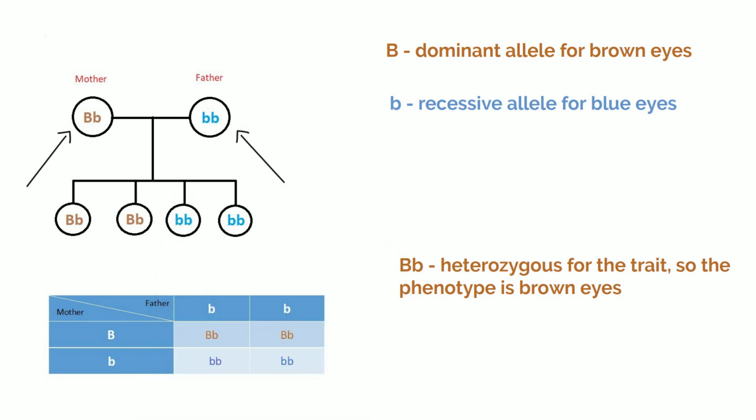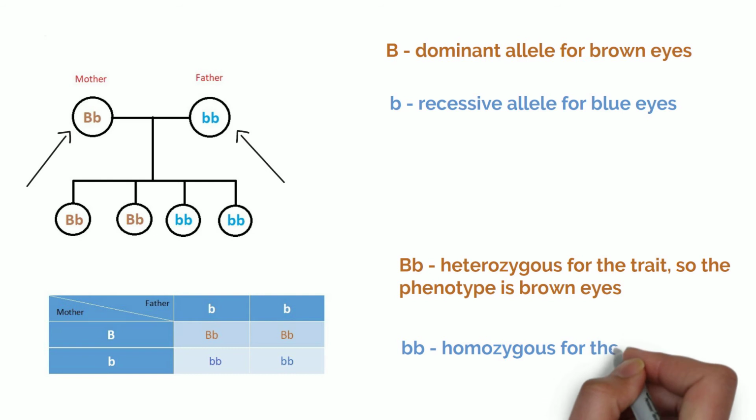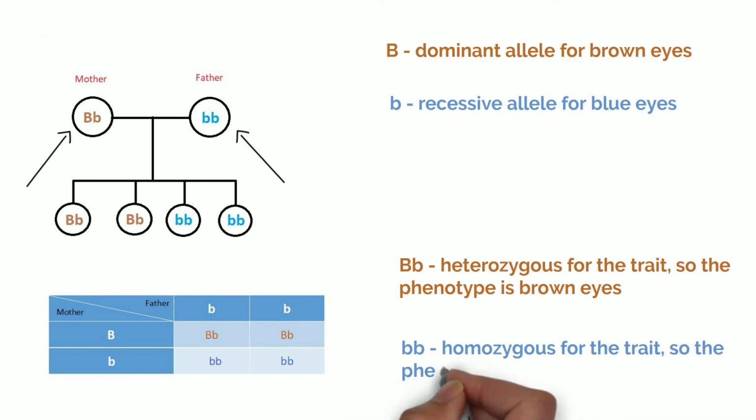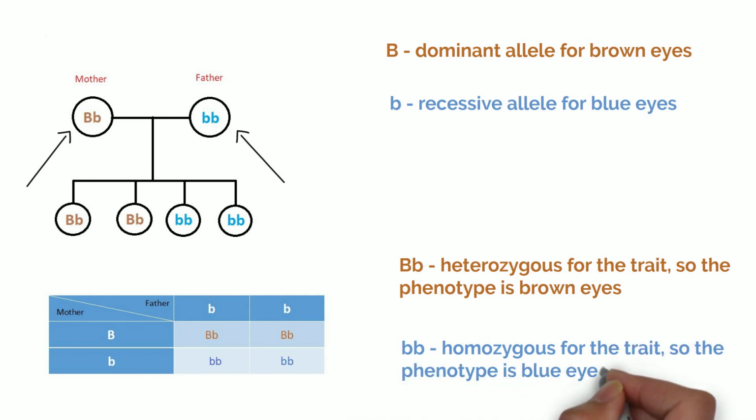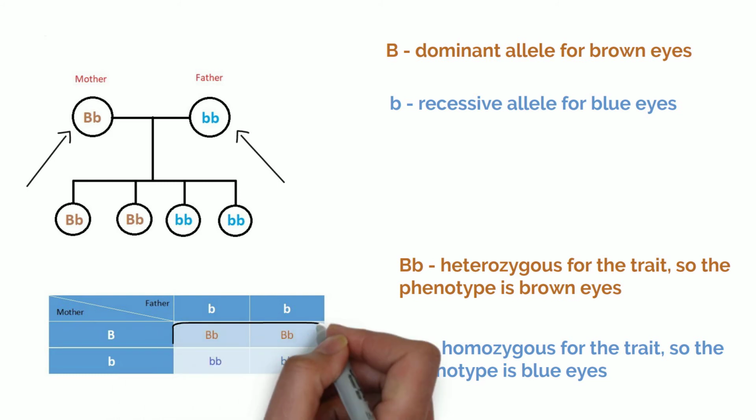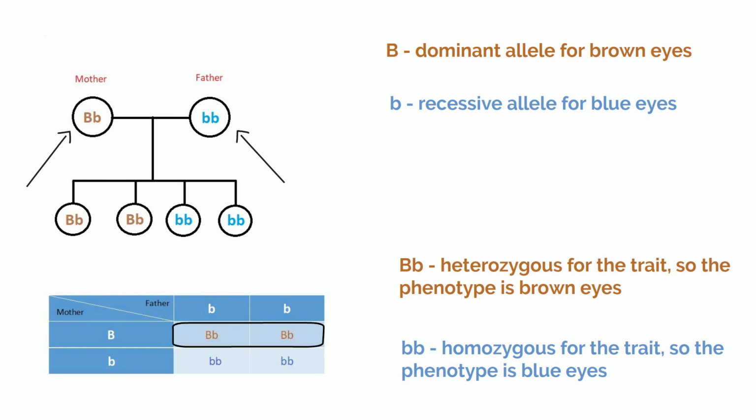The dad, on the other hand, has blue eyes because he has the two recessive alleles for blue eyes. If they decide to have offspring, there are 4 possibilities in terms of eye color, which you can see from the table. 50% of the offspring will be heterozygous and will have brown eyes, and 50% will be homozygous and will have blue eyes.